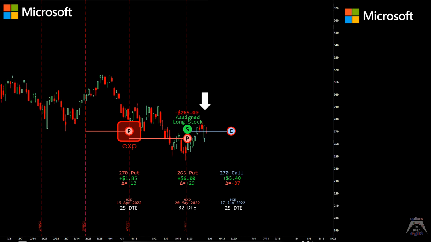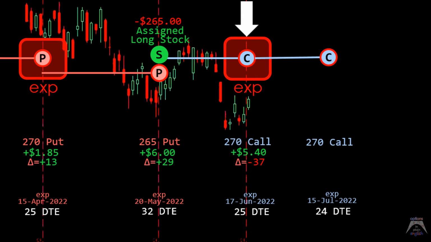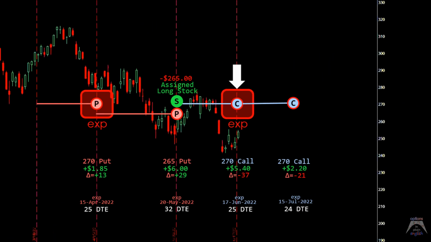At expiration, on June 17th, Microsoft is trading at $247, so our short call expires well out of the money, which leaves us only with our long stock position again. On June 21st, we re-establish our covered call with Microsoft trading at $253, so we sell the July 270 call, with a delta of -21, for a credit of $220.